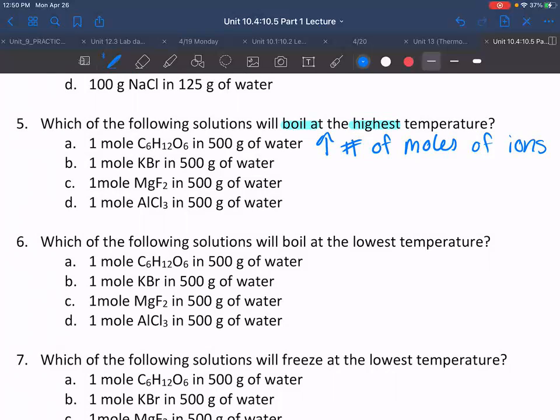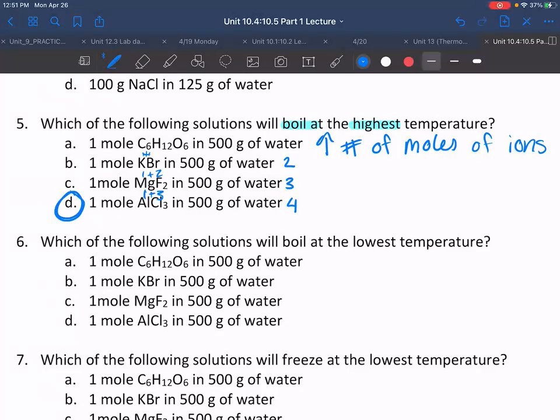So looking A through D, how many particles will we have in one? Or sorry, A. It would just dissolve maybe, but it would just kind of stay as is, right? How many ions do we have for B? 2. How about for C? D, 4. So we get 1 and 1 for KBr. We get 1 magnesium, 2 fluorines, 1 aluminum, 3 chlorines, which if we total these, you'll see that D has the most number of ions. So that would be our best option to get the highest temperature for it to boil at.